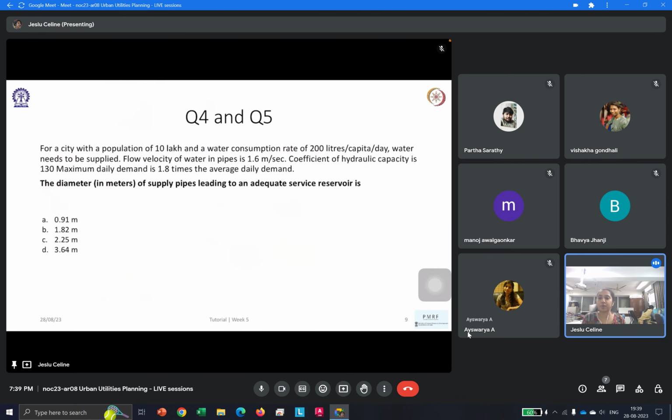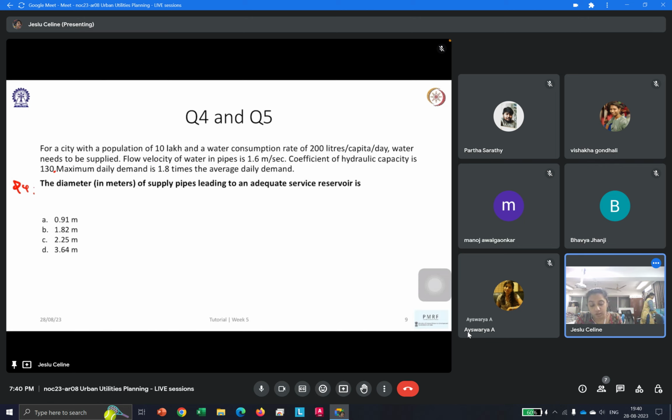So 4 and 5 is a numerical. Let's try to solve this together. For a city with population 10 lakh and a water consumption rate of 200 liters per capita per day, water needs to be supplied. Flow velocity of water in pipes is 1.6 meter per second. Coefficient of hydraulic capacity is 130. Maximum daily demand is 1.8 times the average daily demand. So question 4 is asking us to find the diameter of the supply pipes leading to an adequate service in the reservoir.